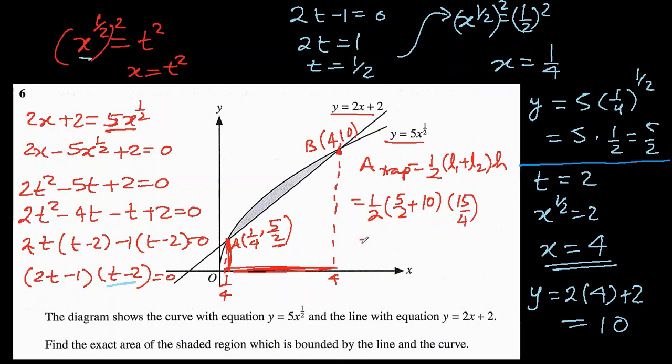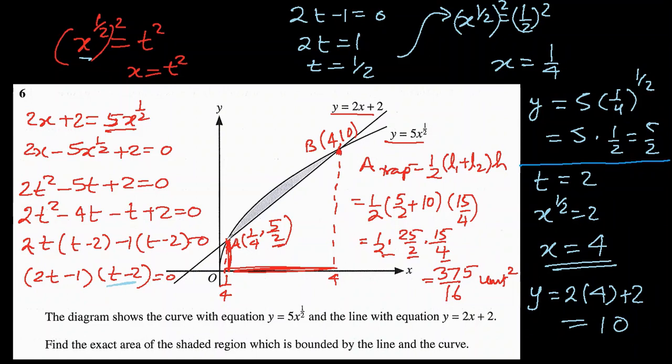So it becomes half times 25 over 2, times 15 over 4. So how much is that? 2 times 4 is 16, and 4 times 16, yes. And 25 times 15 will be 375. So the area of this white trapezium is 375 over 16 units square.